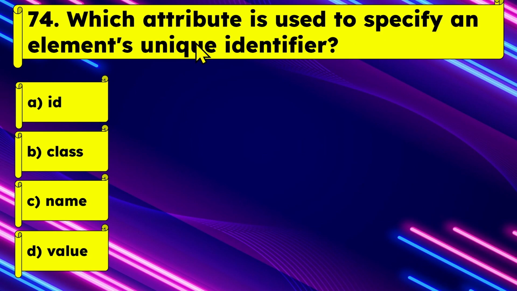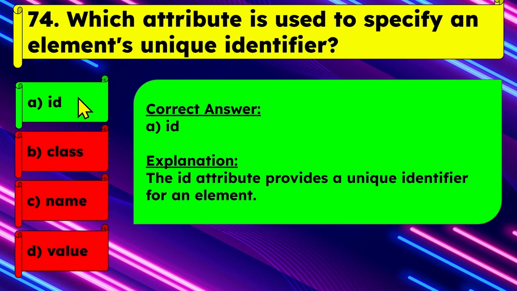Next question says, which attribute is used to specify an element's unique identifier? Option A is ID, option B is class, option C is name, and option D is value. Definitely the correct answer will be ID, so option A is the correct answer. As you can see, ID attribute provides a unique identifier for an element.